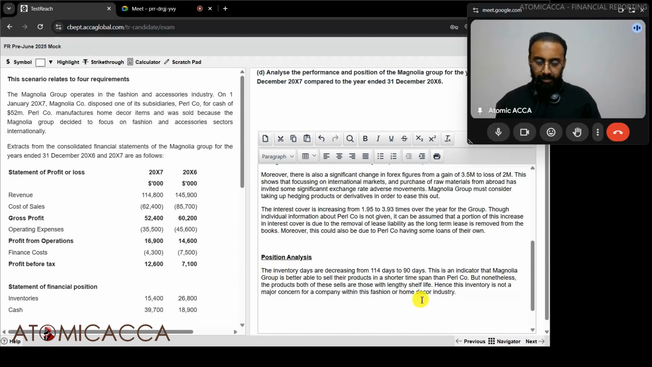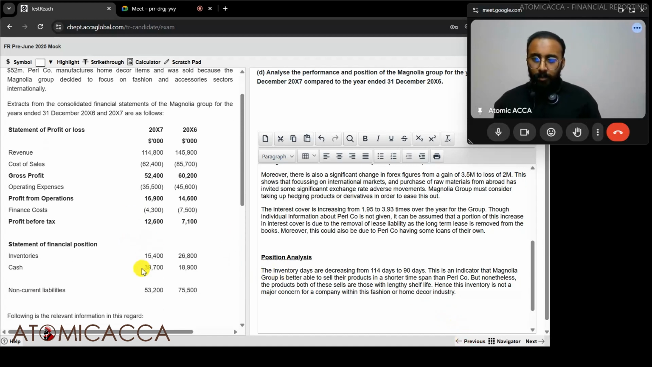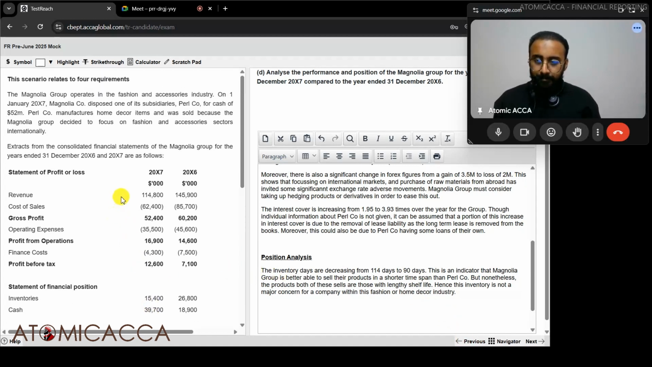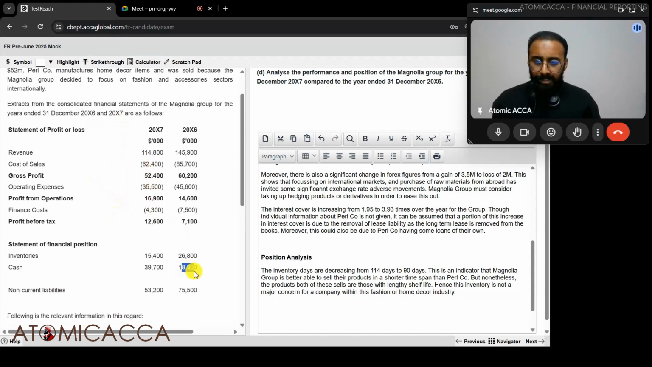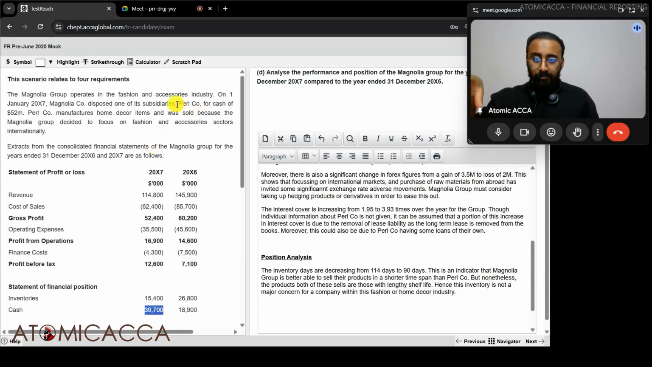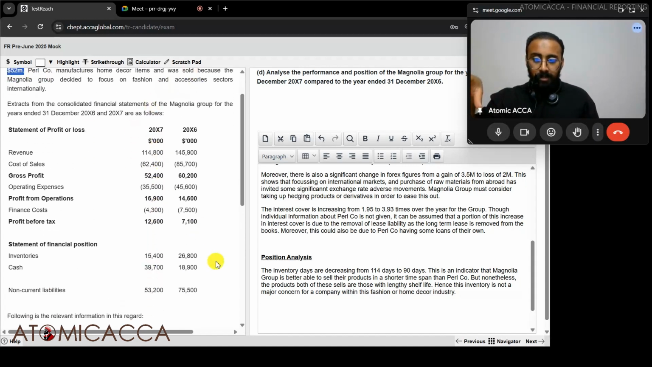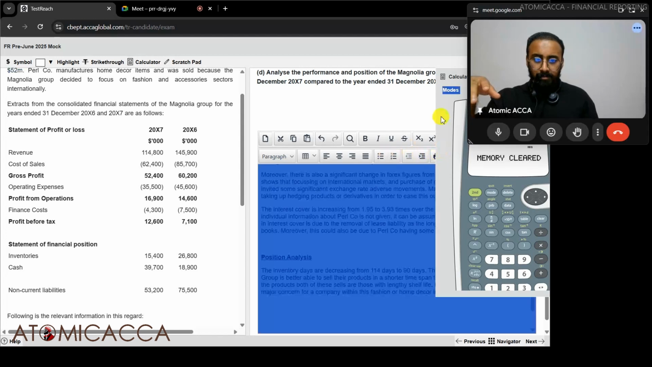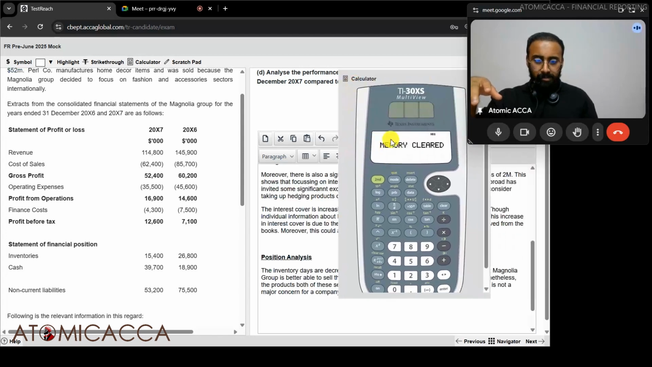Okay, so we mentioned that. What else we have? Cash. Last year's cash balance means this is Magnolia Company plus Pearl Company, and this is only Magnolia Company. Now they sold it for how much? 52 million. But what is the difference over here? 39,700 and 18,900. How much is it?